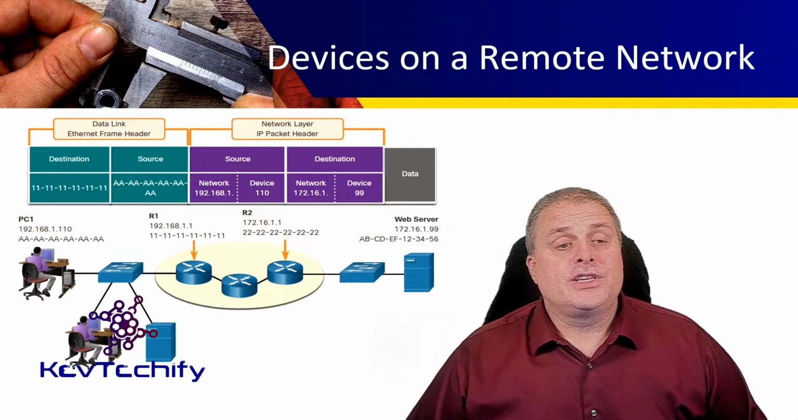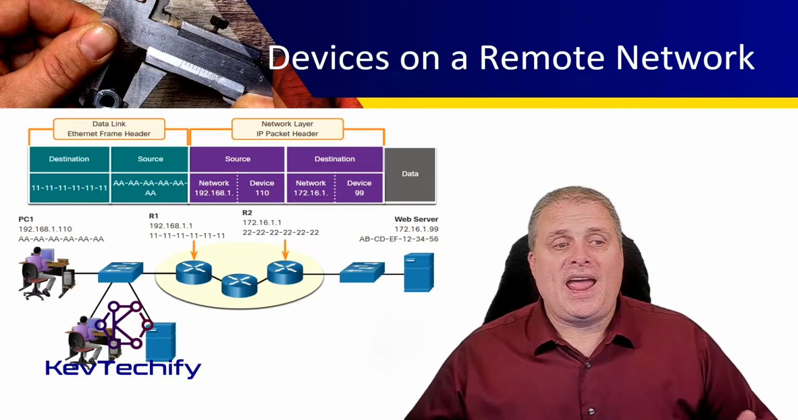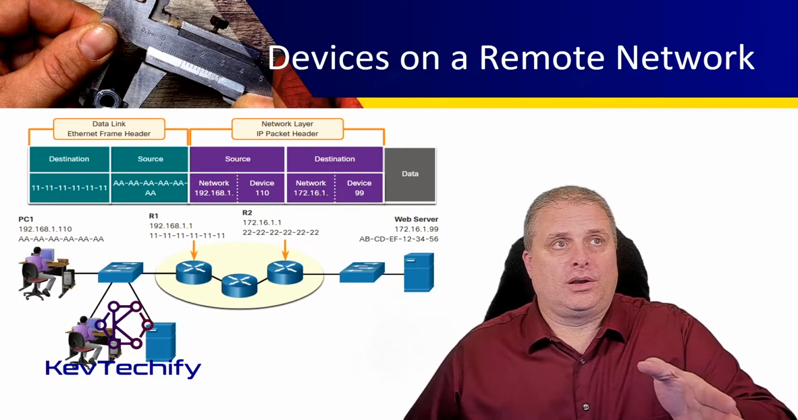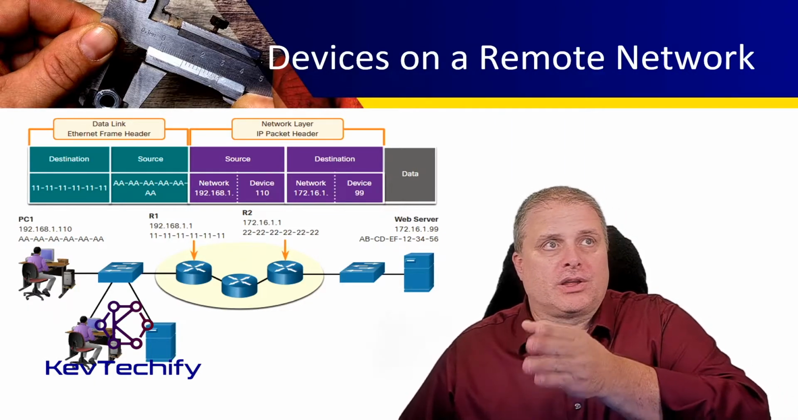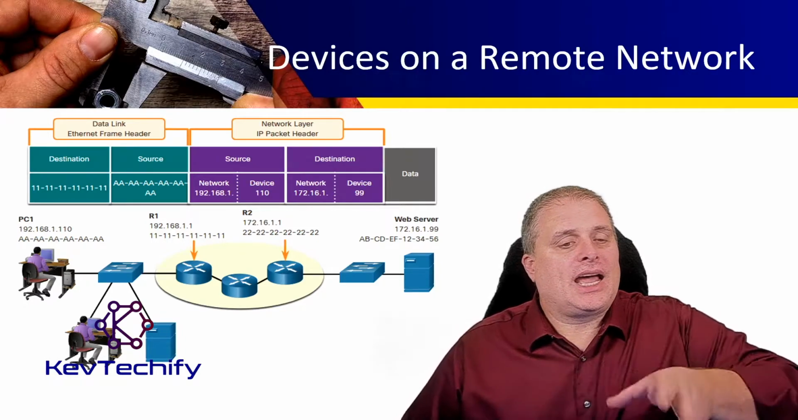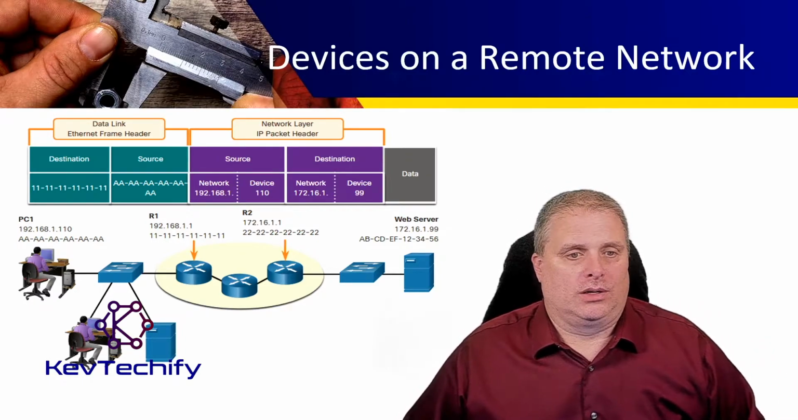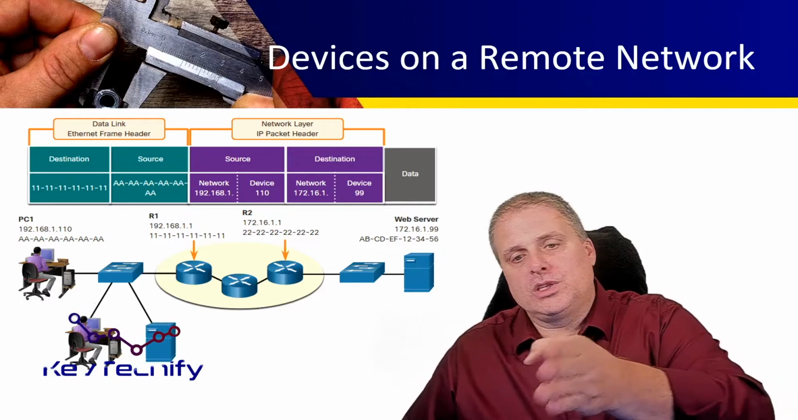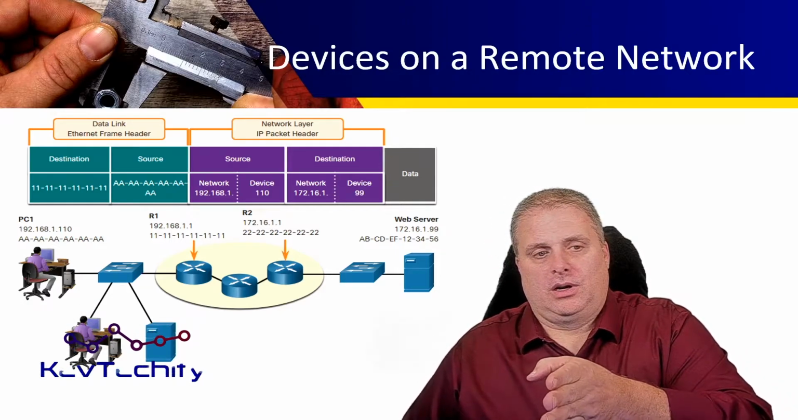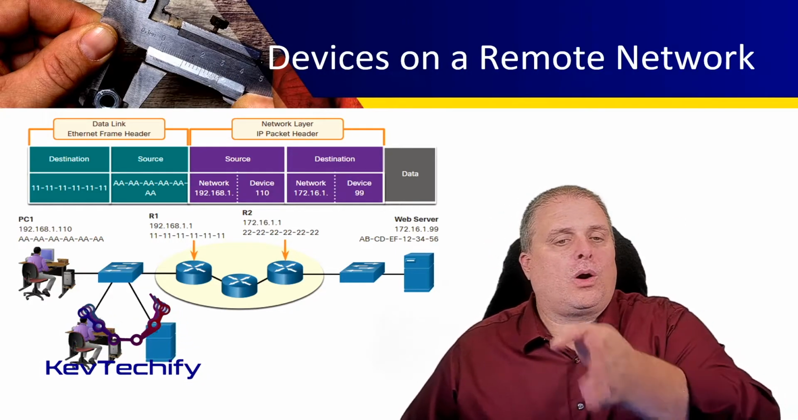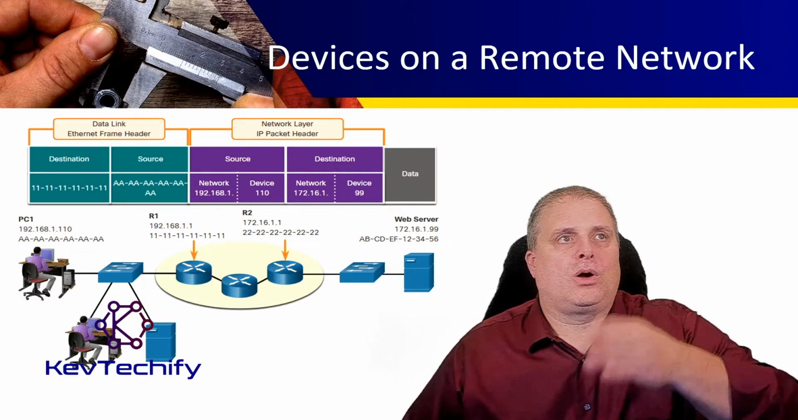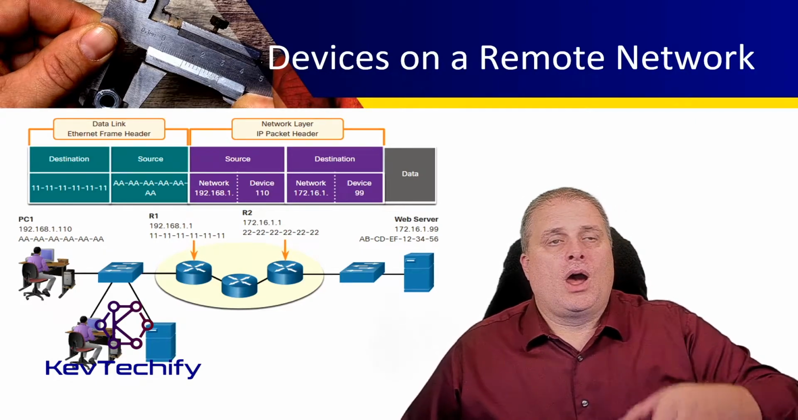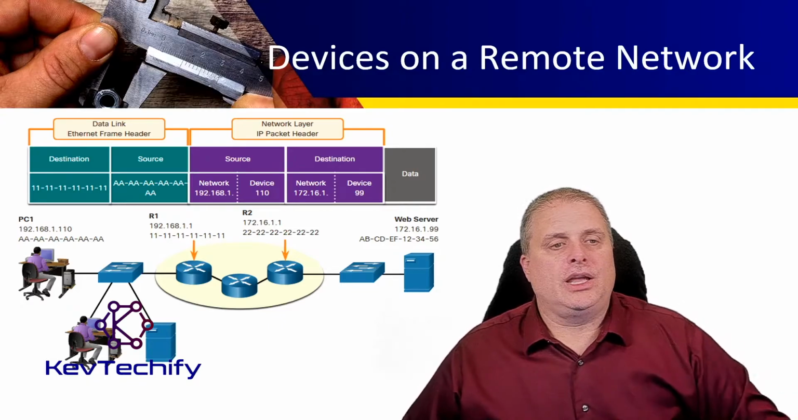Okay, devices on a remote network. What happens when PC1 wants to reach its final destination, but it's not on my local area network? What happens when PC1 wants to reach the web server? It has to go through all these other different networks. It has to go through all these other devices. Now, how does that change in the layers?